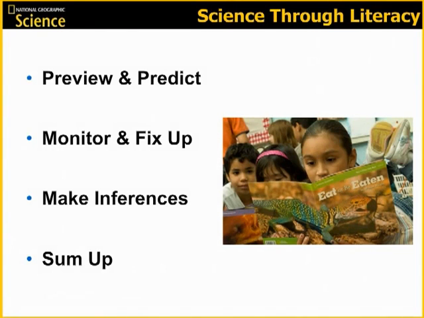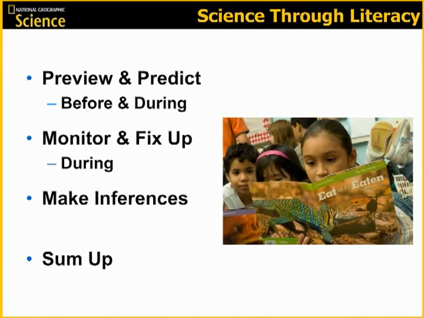Teaching students reading comprehension strategies can help them access science content and support their scientific inquiries. NG Science focuses on 4 key reading comprehension strategies. Before and during reading, students preview and predict by looking over the text, forming ideas about how the text is organized and what it says, and confirming ideas about how the text is organized and what it says.